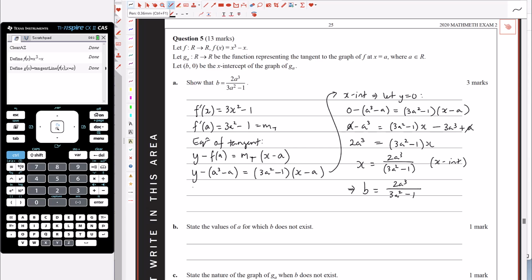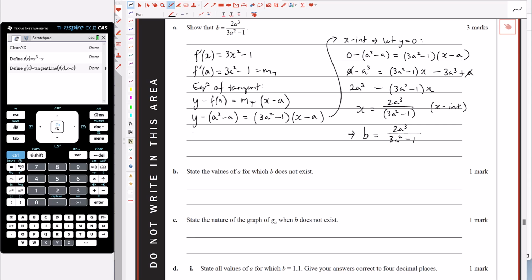State the values of a for which b does not exist. Okay, so obviously we have a fraction here, and so the denominator of a fraction can't be equal to 0. So 3a squared minus 1 cannot equal 0, which means that a squared cannot equal 1/3, and so therefore a cannot be plus or minus the square root of 1/3. That's a complicated chain of equalities, so I'm going to be a bit careful about that. We'd probably write that as plus or minus 1 on root 3, or rationalised would be plus or minus root 3 on 3.